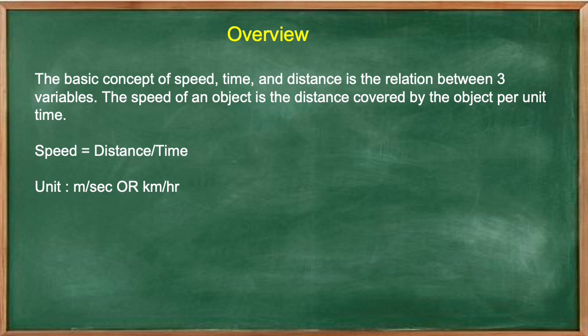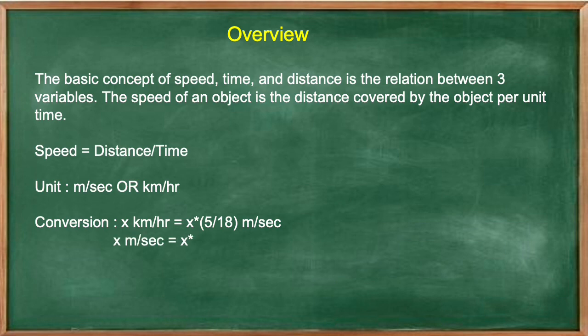And the formula for the conversion is x kilometer per hour is equal to x into 5 by 18 meter per second, or x meter per second is equal to x into 18 divided by 5 kilometer per hour.